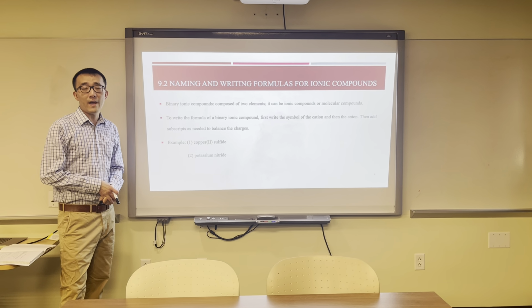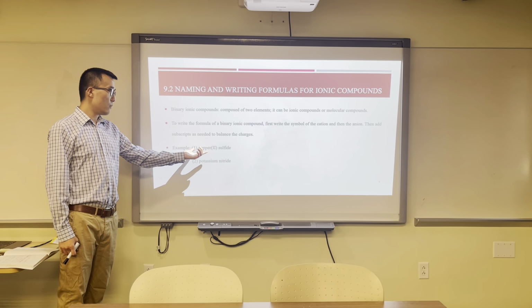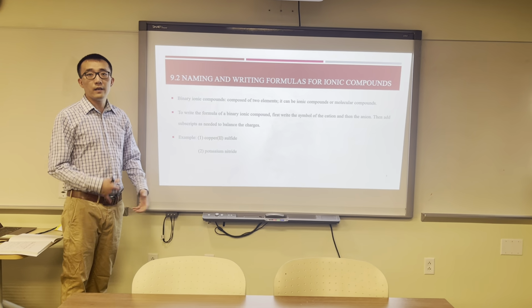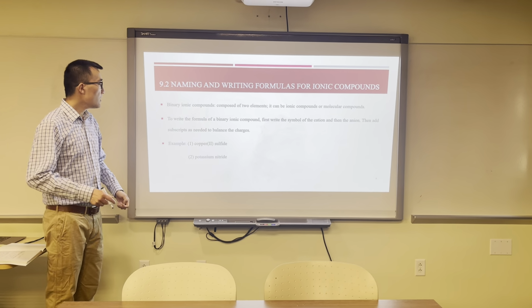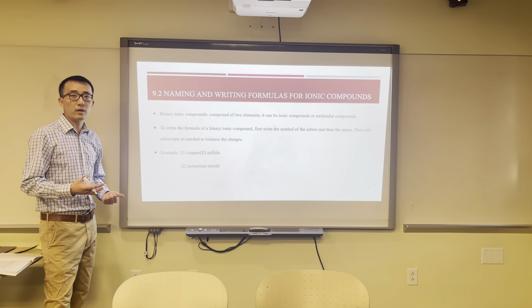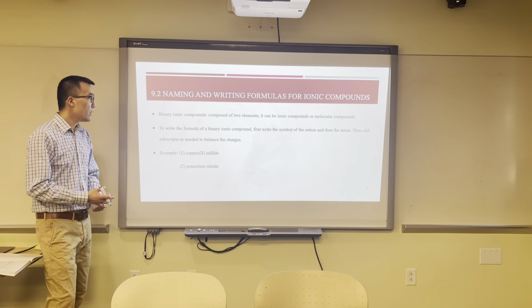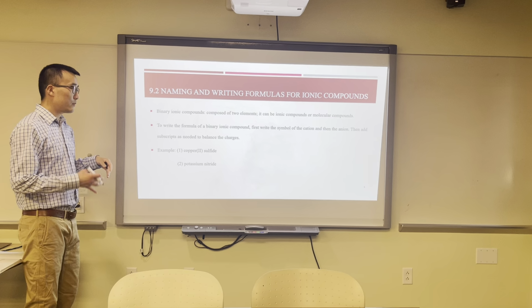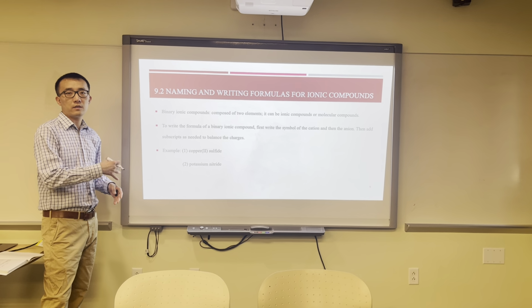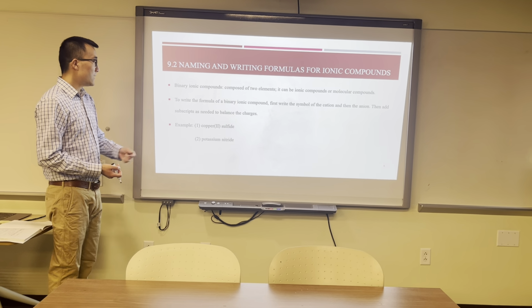Copper 2 sulfide. All right. So how are we going to convert the phrase into a chemical formula? We always start from the cation part, which is the metal part, and then we apply that to the sulfide, which is the non-metal part. So please remember that we always start from the metal, and then we go to the non-metal. All right, so let's take a look at the example here.